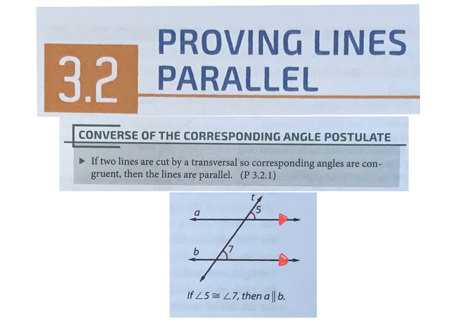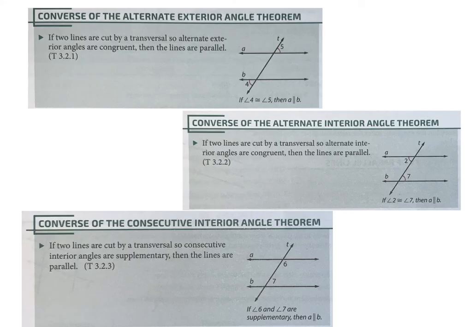And so that's all of the converses that they give you on the next page. The converse of alternate interior, alternate exterior, and consecutive interior. If you are given the information that those angles are congruent, or for the consecutive, supplementary, then you can go back and conclude that the lines themselves are parallel. So either way they give it to you, you can go back and forth with those.